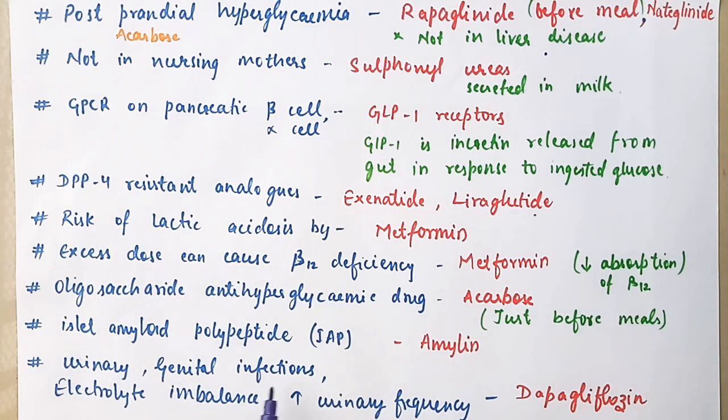Urinary genital infections can be caused by this, as well as electrolyte imbalance and an increase in urinary frequency. So this is dapagliflozin. This dapagliflozin causes glucosuria. So this was the basic information about the anti-diabetic drugs, that is oral hypoglycemic drugs.